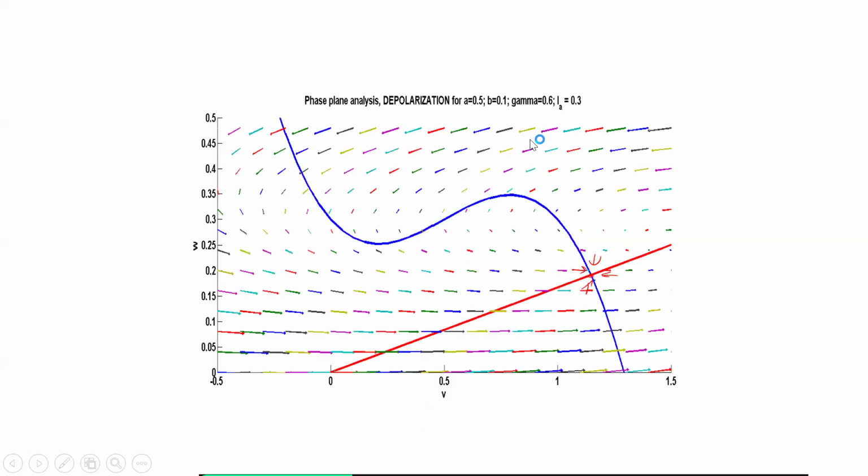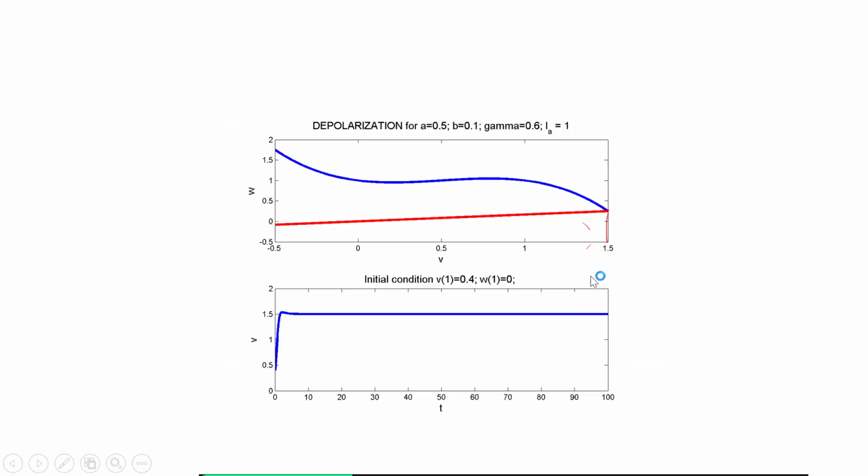If you increase the current further, then the intersection point moves here. So for very low current or zero current, the intersection point was somewhere here. For intermediate levels of current, it was somewhere here. For much higher current, it is somewhere here. When the intersection point is on this side, you can again show using stability analysis that it's a stable fixed point, and wherever you start from, you'll always come here and settle down.